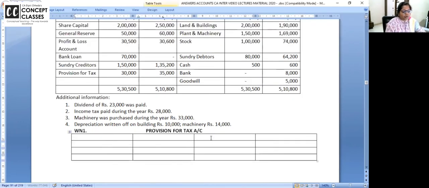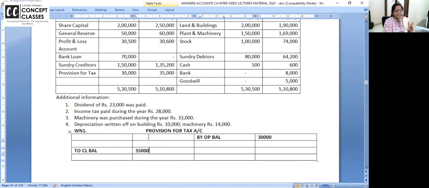Right. I hope all of you know provision is a liability. So the opening balance will come on this side. How much it is? 30,000. Now, closing balance will come on the debit side. How much it is? 35,000. See, provision is done in March. Income tax is paid in August. तो अगस्त या सितंबर जो भी ड्यू डेट है, इसीलिए फर्क आता है.